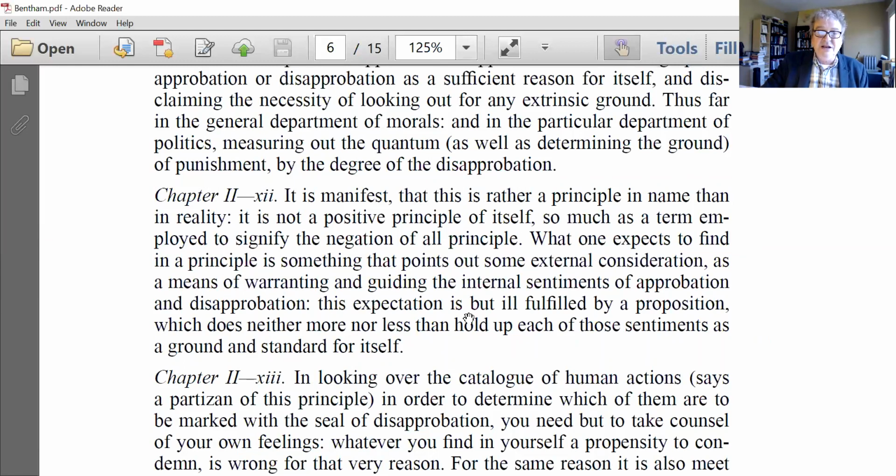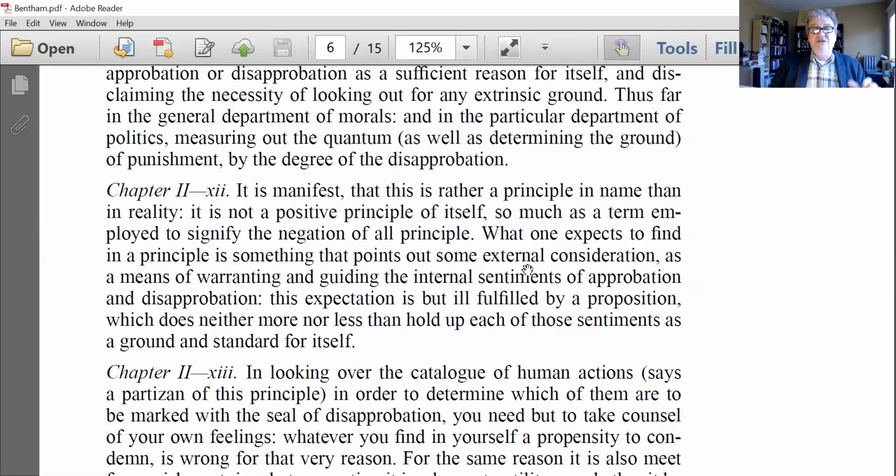This expectation is but ill fulfilled by a proposition. This is the principle of sympathy and antipathy, which does neither more nor less than hold up each of those sentiments, think of feelings here, or maybe emotions, as a ground and standard for itself. So it's a sort of an individual standard. There's no external consideration, as he says here, as in the principle of utility. The principle of sympathy and antipathy just holds up personal feelings as the ground and standard of acting.